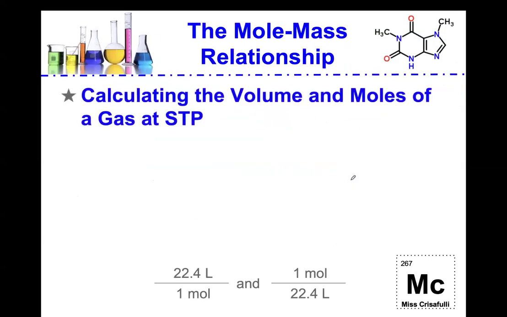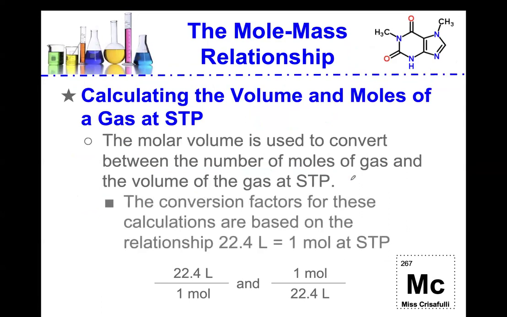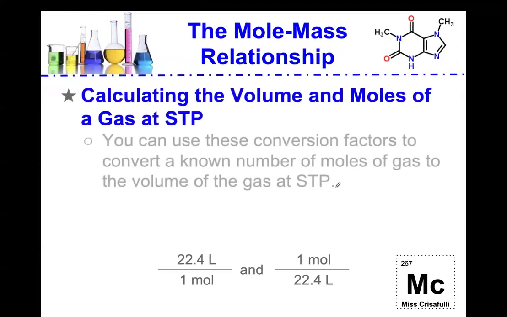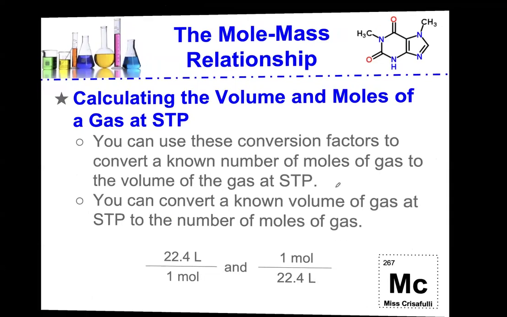And calculating the volume and moles of gas at standard temperature and pressure we will do now. The molar volume is used to convert between the number of moles of a gas and the volume of the gas at STP, and the conversion factors for these calculations are based on that relationship, that 22.4 liters of that gas is equal to 1 mole at standard temperature and pressure. You can use those conversion factors to convert a known number of moles of gas to the volume of that gas at STP, and you can convert a known volume of the gas at STP to the number of moles of that gas.